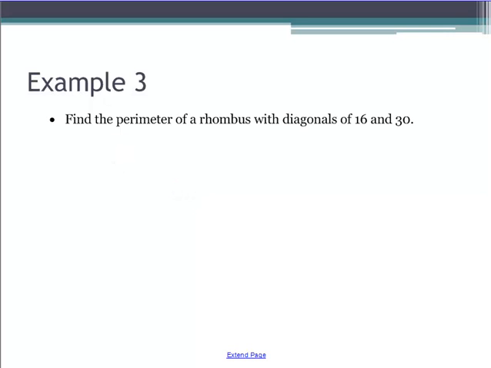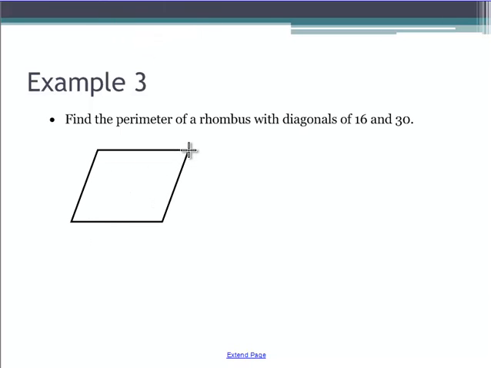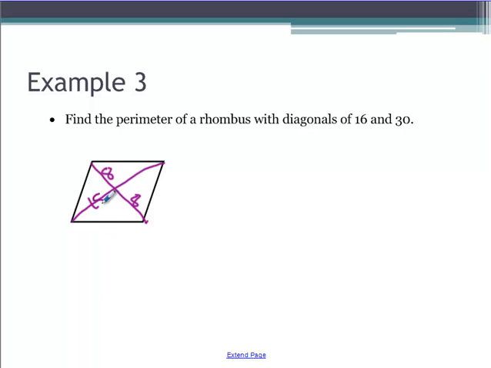Find the perimeter of a rhombus that has diagonals of 16 and 30. So let me put a parallelogram out here that looks like a rhombus. One diagonal is 16, the other diagonal is 30, and diagonals bisect each other. So that means those are both 8, and these are both 15.